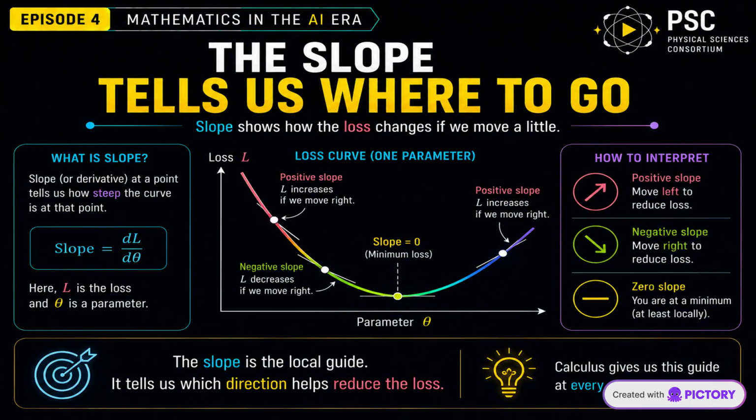For a simple function, the slope tells us whether we are moving uphill or downhill. If the slope is positive, decreasing the parameter may reduce the loss. If it is negative, increasing it may help. The slope therefore provides a direction for improvement.